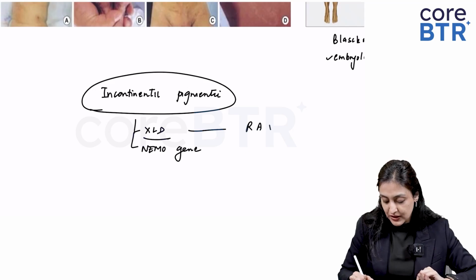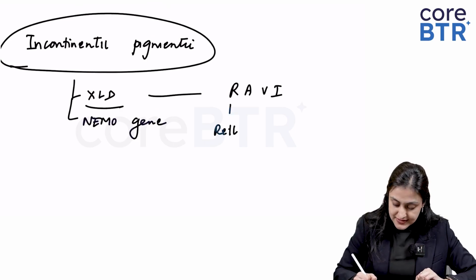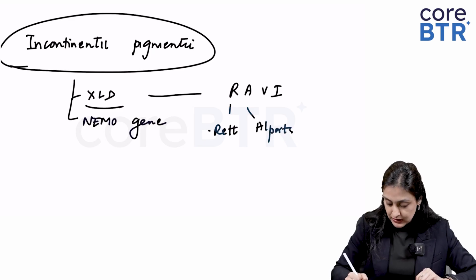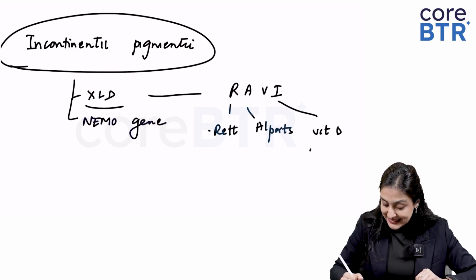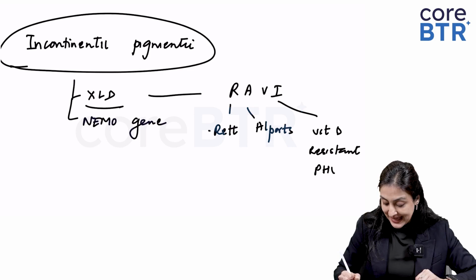You can remember RAVI. What is RAVI? R is Rett syndrome, A is Alport syndrome, V is vitamin D resistant rickets. So this is where you have a PHEX mutation.